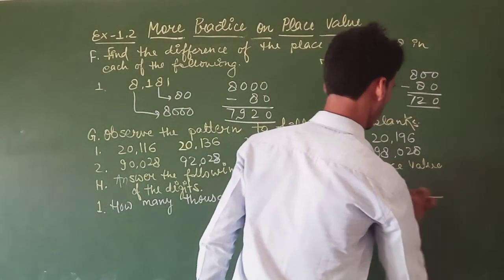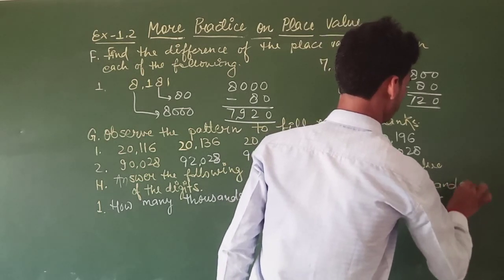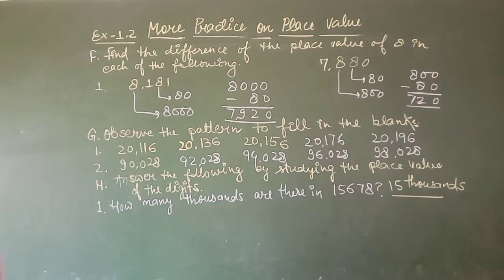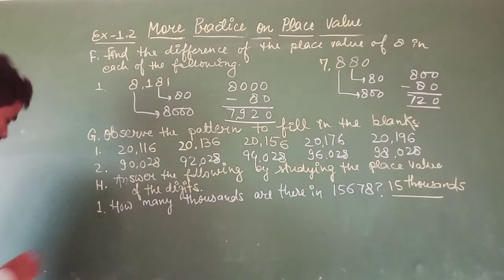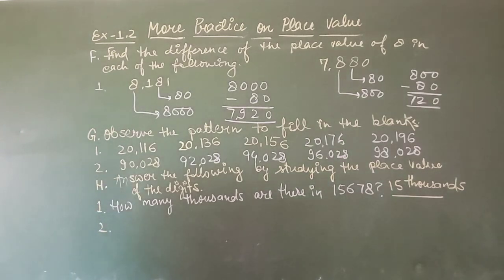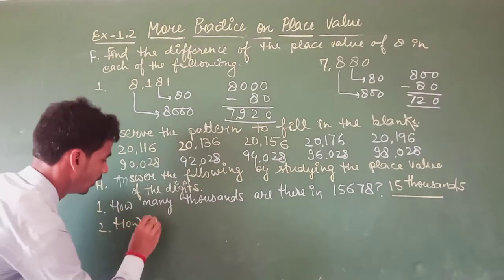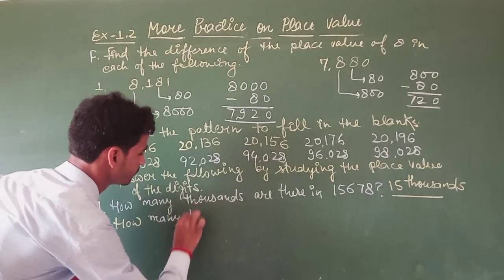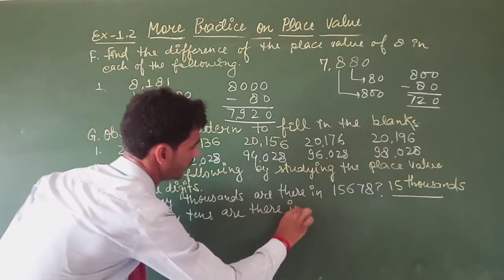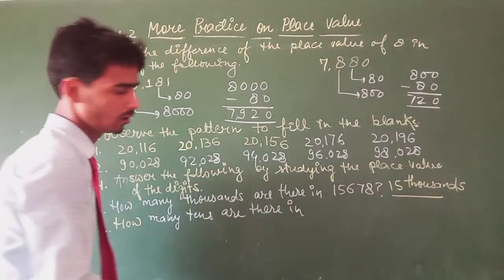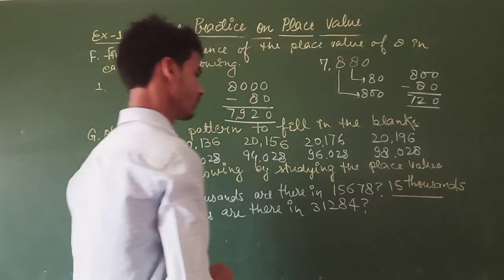15,000. And now the next is question number 2: how many tens are there in 31,282? That is 8 times.